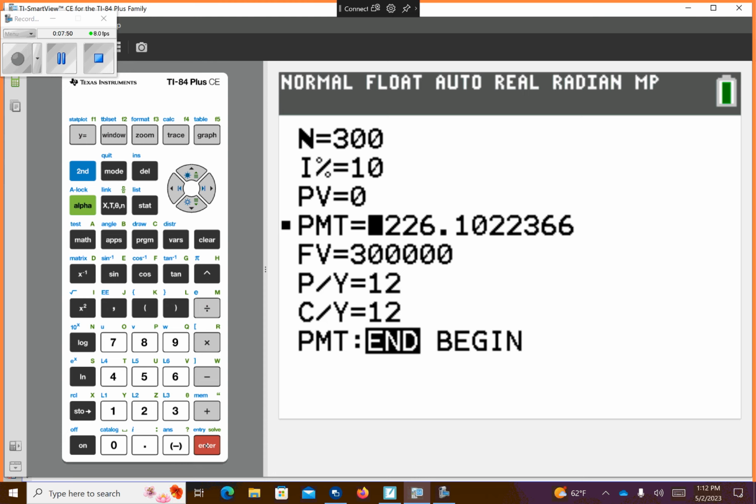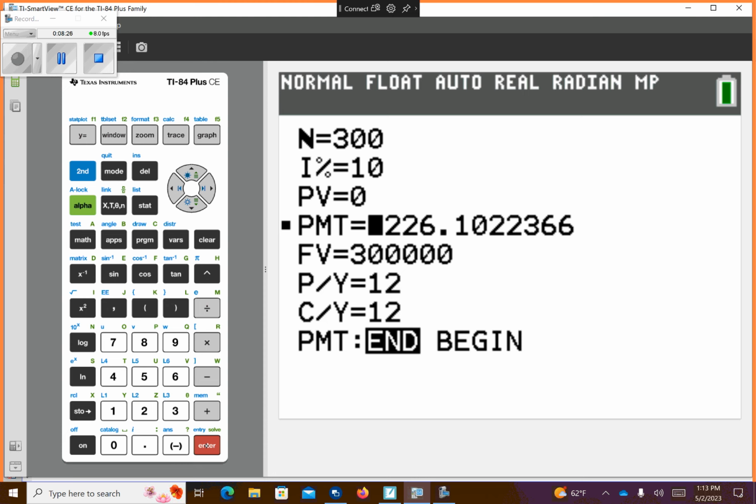So if you go 300 times 226, that's a pretty nice walking around money. So if you put $226.10 in, or rounded to 226 for 300 months, you've invested $67,800, and your account has $300,000 in it. I like that. Again, that's using time on your side.